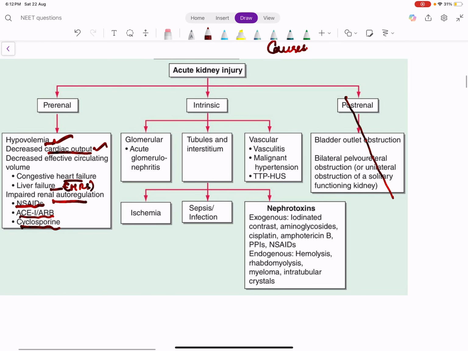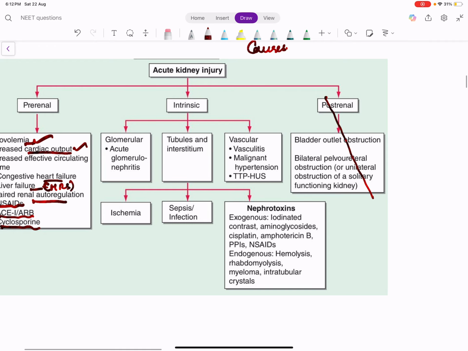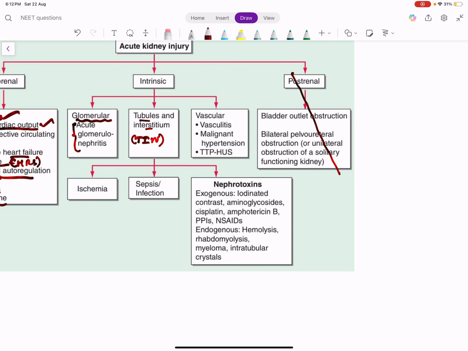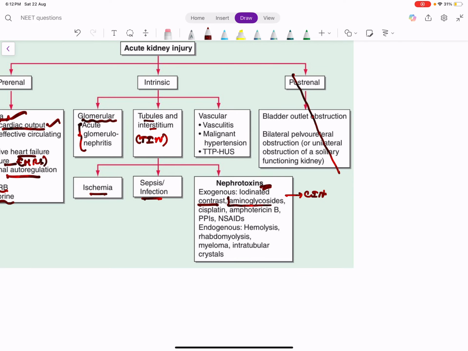Then we have the intrinsic renal diseases. As I already told you, how will you classify intrinsic renal diseases? It could be glomerular diseases, so the disease will be acute glomerulonephritis. Then we have tubular and interstitial problems, that is called tubulointerstitial nephritis. There are many causes of tubulointerstitial nephritis like ischemia, sepsis, then again some drugs. For example, contrast. Contrast causing kidney problems is called contrast-induced nephropathy. Aminoglycosides, amikacin, gentamicin, etc., also cause kidney injury.